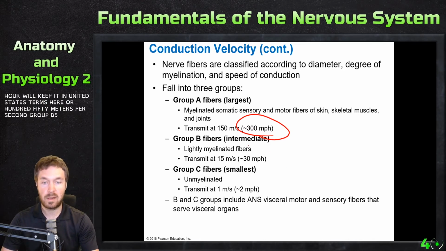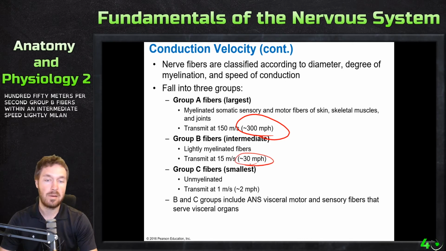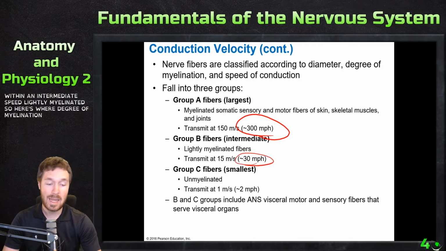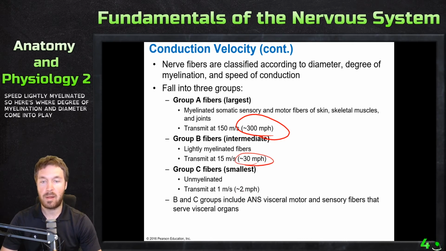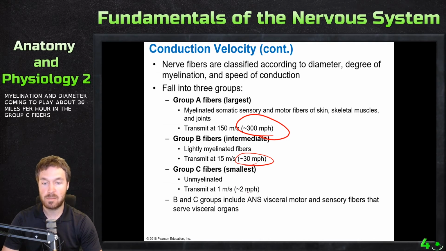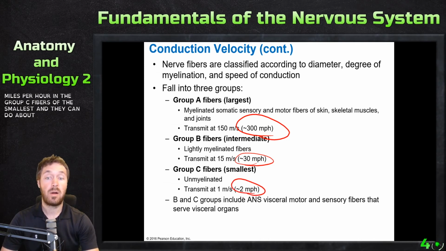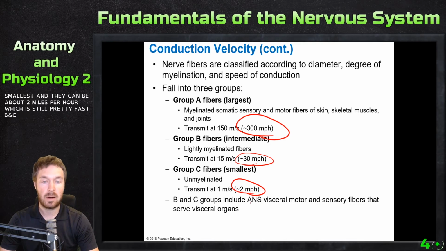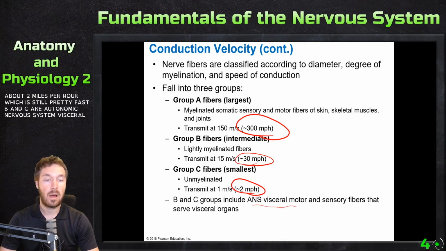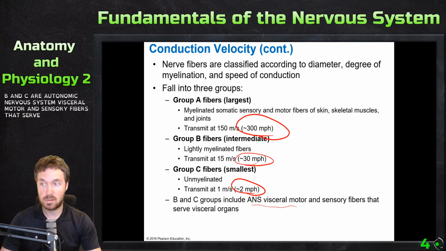Group B fibers are then an intermediate speed, lightly myelinated. So here's where degree of myelination and diameter come into play. About 30 miles per hour. And then group C fibers are the smallest, and they can move about 2 miles per hour, which is still pretty fast. B and C are autonomic nervous system, visceral, motor, and sensory fibers that serve visceral organs.